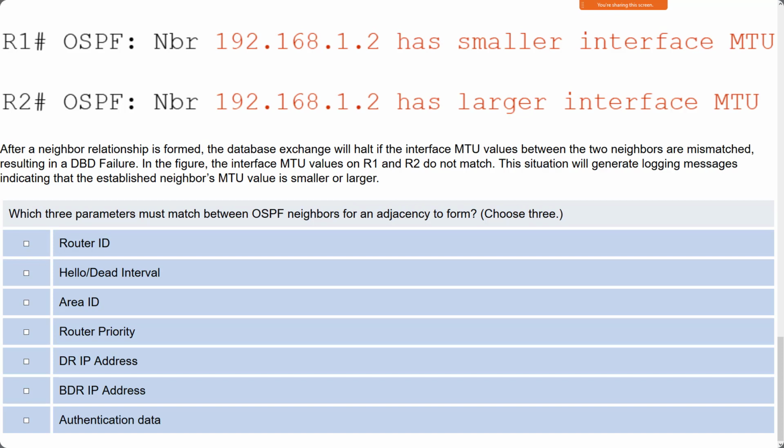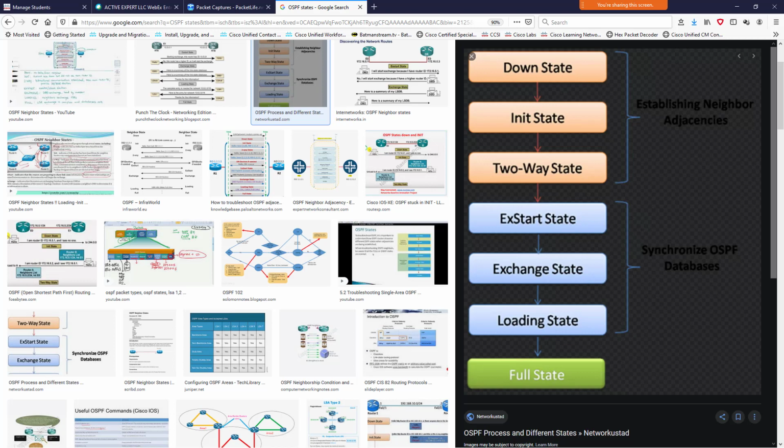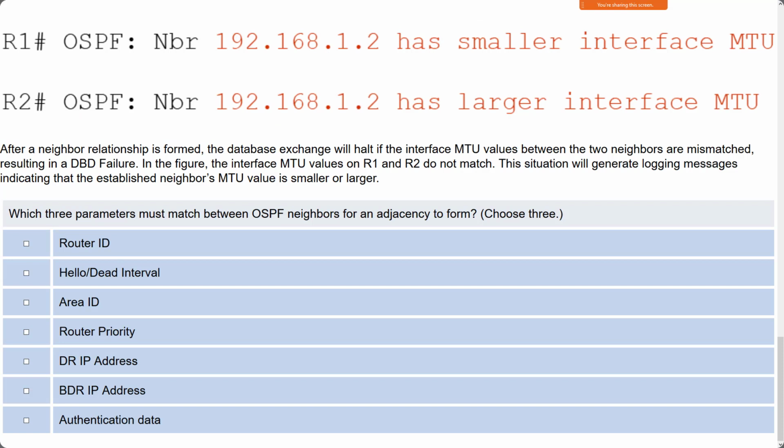That's when the neighbor relationship is established, when you go into a two-way state. The database exchange will halt if the MTU values between the two neighbors are mismatched. That exchange occurs in the ExStart state. This is kind of related to a test question. You will get stuck in that ExStart state essentially if there's an MTU mismatch. There are other possible reasons why you might get stuck in an ExStart state, but that's the most common.